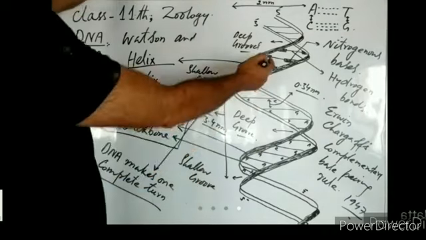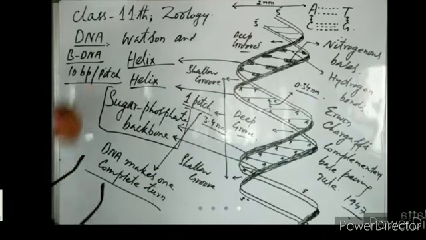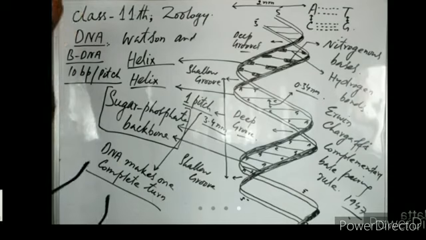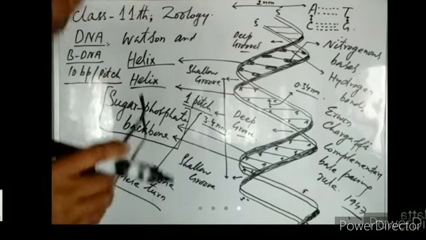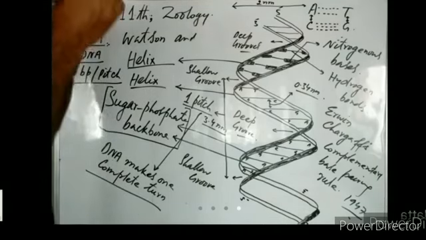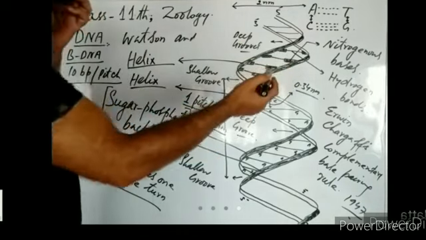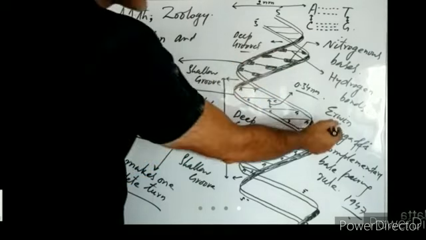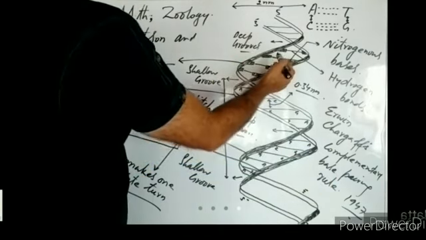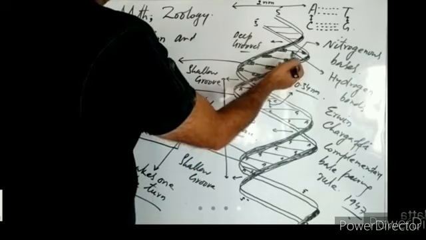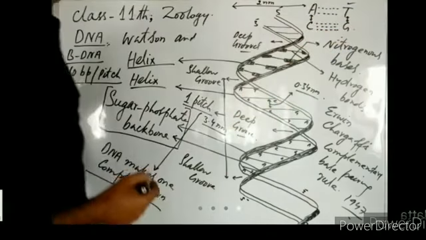Then attached to these sugar phosphate backbones are nitrogenous bases. This is a nitrogenous base, this is a nitrogenous base, right? According to Erwin Chargaff's complementary base pairing rule, a purine base pairs with a pyrimidine base and a pyrimidine base pairs with a purine base. This is a purine base, adenine, it will always pair with the pyrimidine thymine. This is a pyrimidine base, cytosine, it will always pair with the purine base guanine.